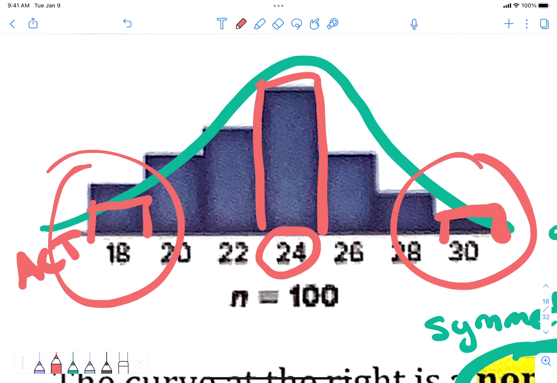No, these are not as frequent as the people in the middle who are scoring average, right? The most people are going to score the average, then you're going to have a few people scoring on the left and the right side. Yeah? That's how that works.